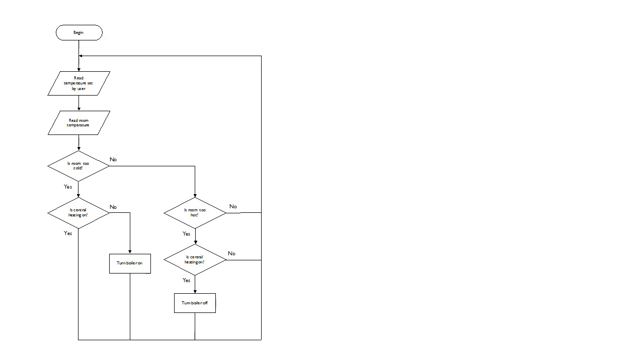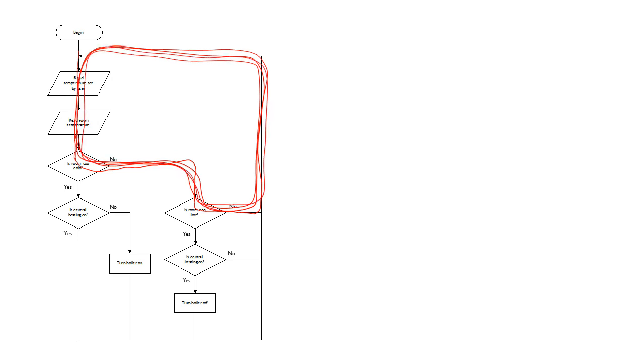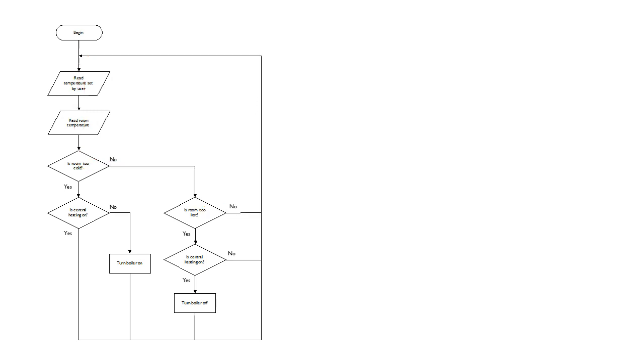There's another situation. So is the room too cold? No, it's not too cold. So is it too hot? No, so we won't do anything there in this case. So we'll just leave the boiler as it is, because it's not too hot, it's not too cold. So if it's not too cold, let me check if it's too hot. And if it's too hot and the central heating's on, then we can turn the boiler off.